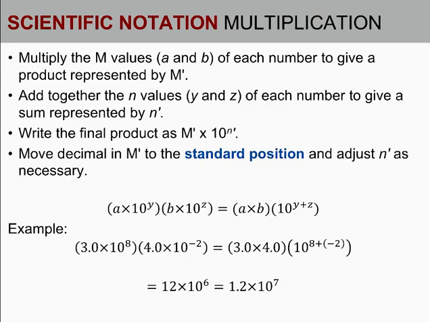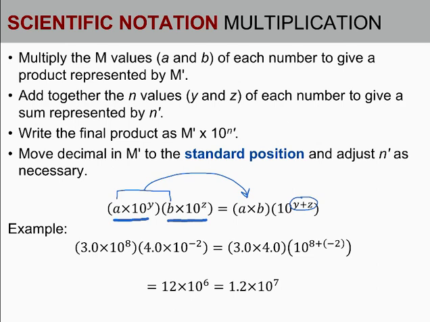So let's say that we're multiplying two numbers together. Down below I have two example values: a times 10 to the y and b times 10 to the z. Now what we're going to do is multiply the coefficients together, so a and b are going to be multiplied. And then for the powers of 10, we're going to take their exponents and add them together. The exponents in this example are y and z, and when we multiply, we're going to add those exponents together.